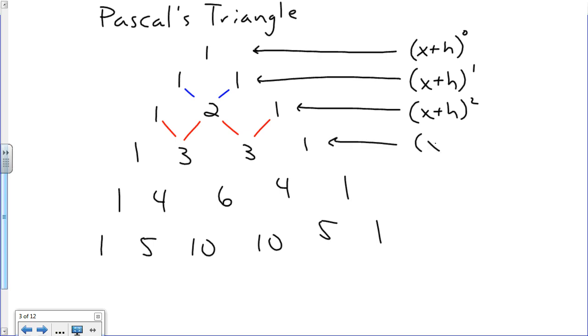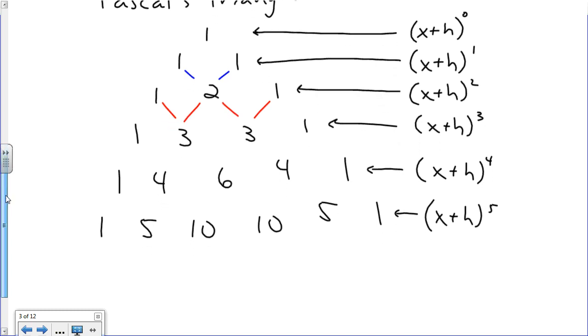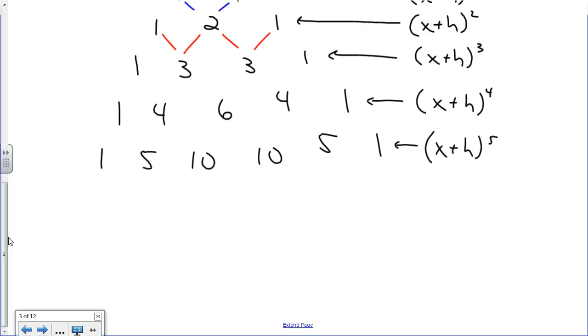So this is x plus h cubed, or the coefficients, I should say. This is the x plus h to the fourth, and then finally x plus h to the fifth. These are the coefficients when we expand them. Okay? So if I want to take x plus h and raise it to the fifth power, I now know how to find my coefficients. And then the next thing I need to know is what are the actual terms going to be.